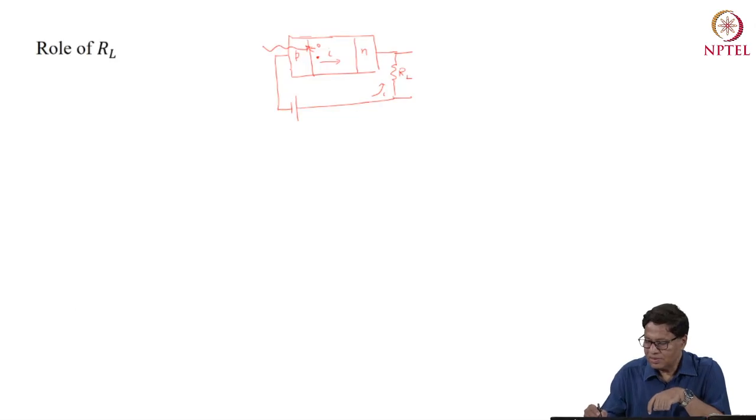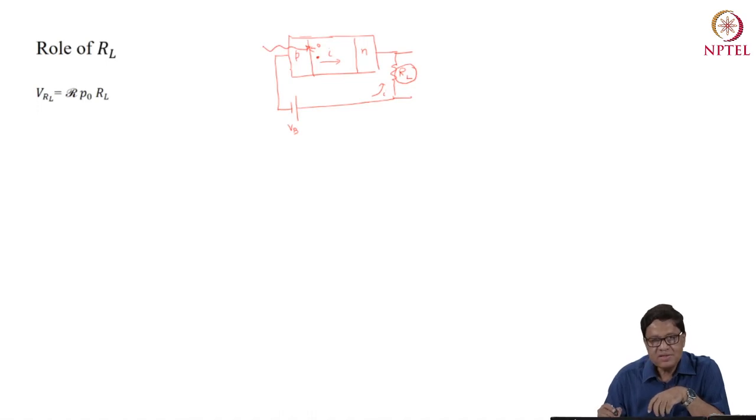So what value of RL should you select? Let us understand this RL here. Initially, when there is no current or no photon energy flowing, the whole bias voltage VB, let us say, is across the I region.